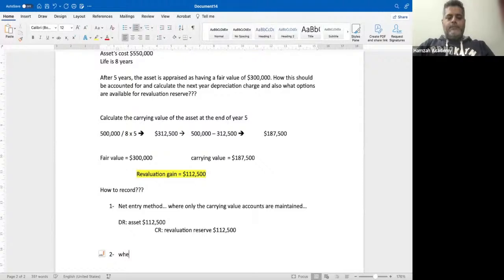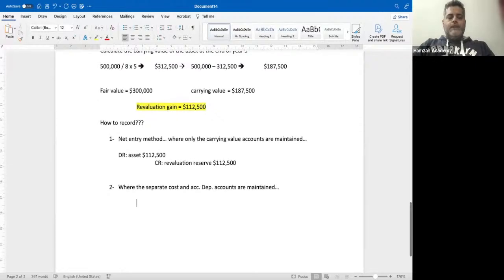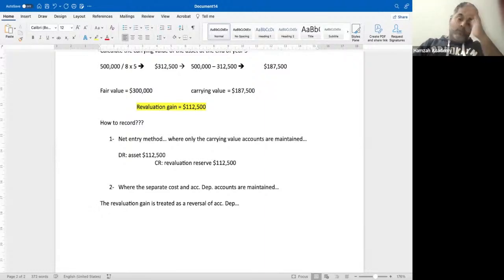Where the separate cost and accumulated depreciation accounts are maintained, where you have a separate account for the cost and the accumulated depreciation, the revaluation gain is treated as a reversal of accumulated depreciation, because you thought that the asset was going to decrease its value. That is why you charged depreciation, right? But in actual, it did not, right? So over there, you will have the reversal of the accumulated depreciation.